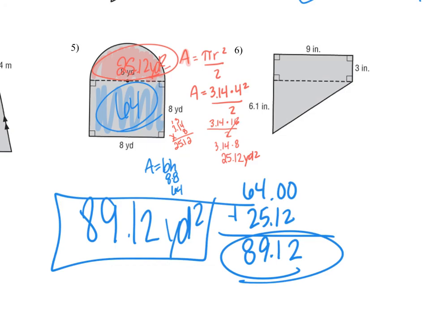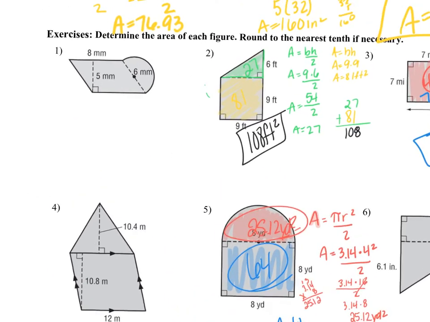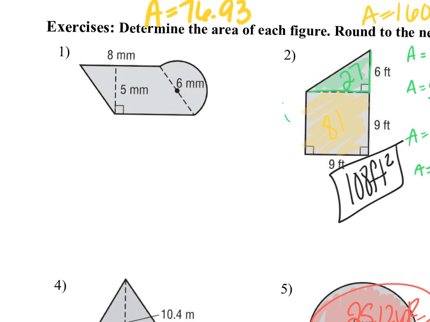Okay. So I'm going to have you work on number 1 individually. It's 2 shapes. On the front, still. We're not going to the back. This is a parallelogram. This is a half circle. So we're going to have to divide by 2. So this is going to be just base times height. And this is going to be area equals pi r squared divided by 2. Okay, work on number 1 for me.